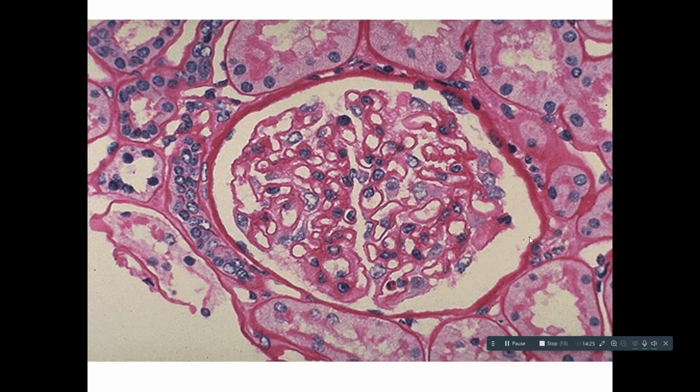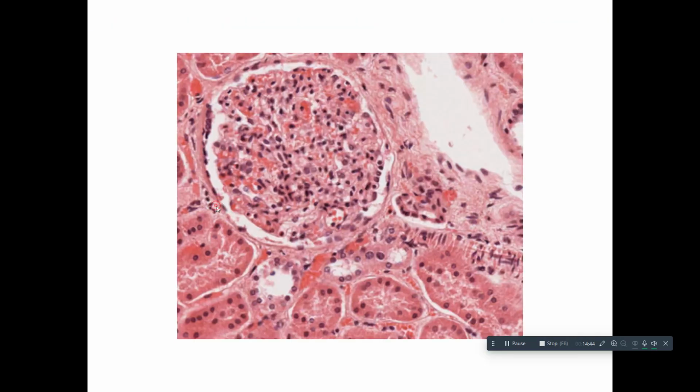Okay, here we see the real thing. This is a glomerulus plus podocytes. This is the lumen of the glomerular capsule, and this pinkish line right here is the parietal glomerular capsule, which of course is made out of simple squamous epithelium. Here we see another one. Make sure you can identify the glomerulus, the visceral glomerular capsule, as well as the parietal glomerular capsule.